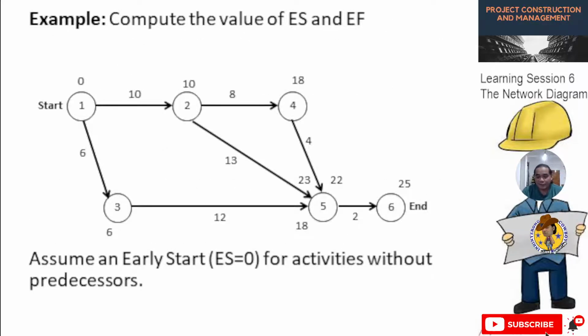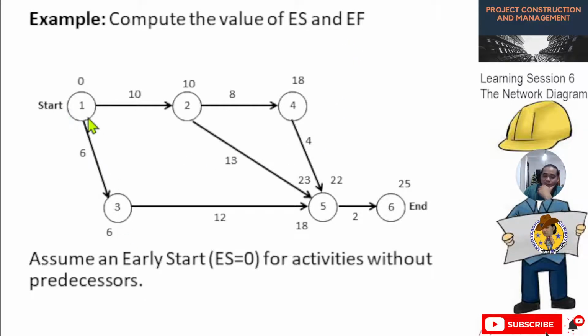Okay, so let's try this example. Actually, I already prepared this one on the presentation and I will just explain this one verbally. So no need to compute on our magic whiteboard, which answers everything. So this is the diagram that we need to compute the value of the ES and EF, meaning ES is earliest start and EF is earliest finish. Okay, so this is the diagram.